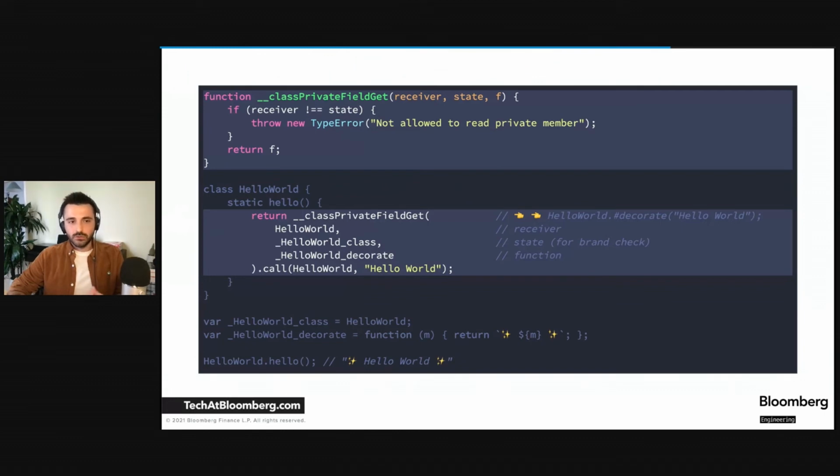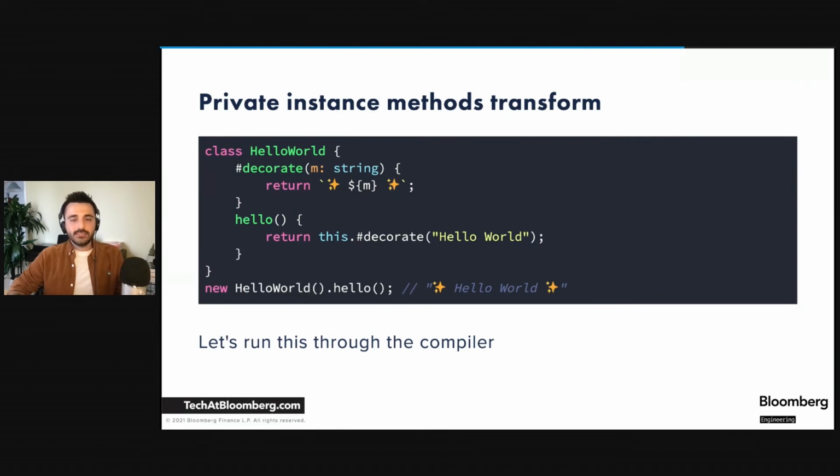This is what we call branch checking. If that succeeds, then you're free to use the private method, so we return the private method to the caller. On the usage side, our helloWorld.#decorate call is replaced with a call to this helper. The helper gives us back the private method, and then we can call that private method with the correct this and arguments.